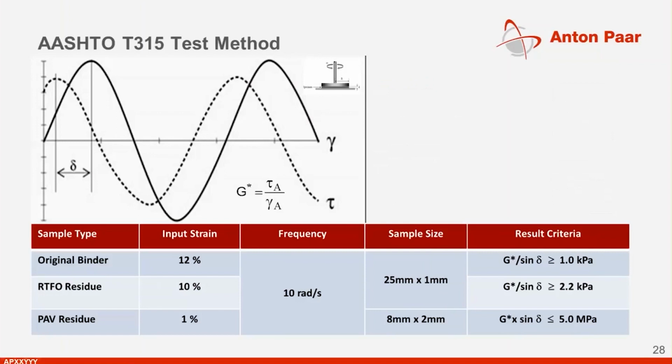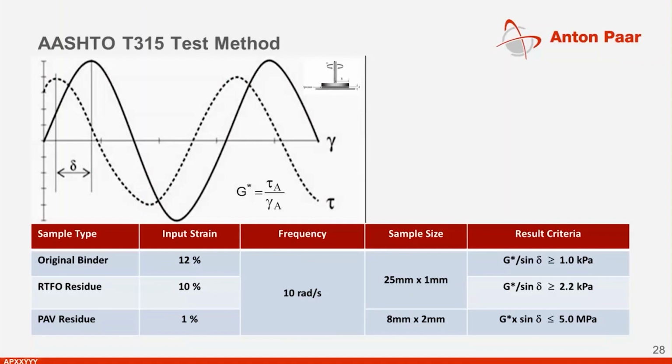The measurement for grading and verification is more or less identical. And the deformation value depends on the aging of the material we want to measure. For original and RTFO binder, which is simulating the aging while the material is mixed and installed, the frequency is constant for all types of measuring at 10 rad per second. And the strain we are using is 12% for original binder and 10% for RTFO binder.